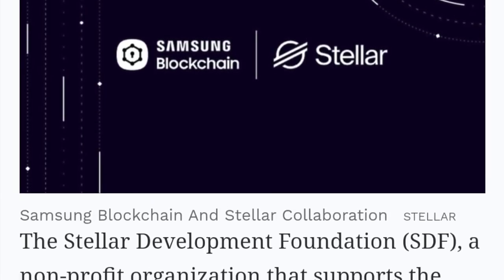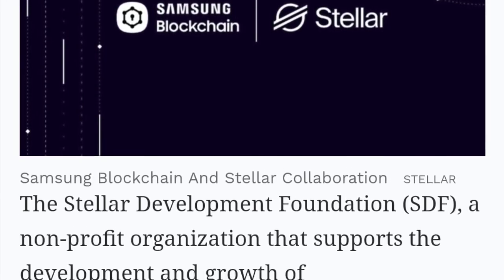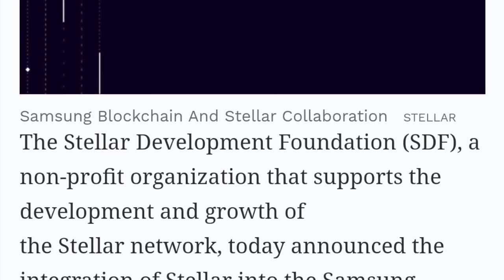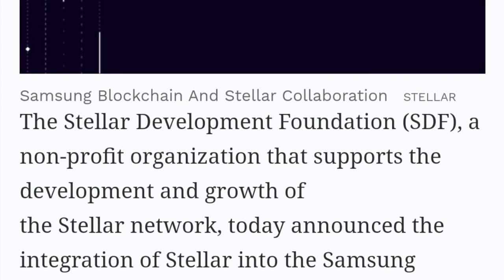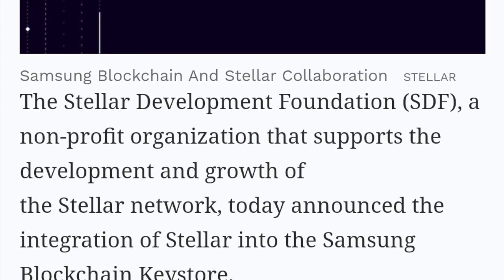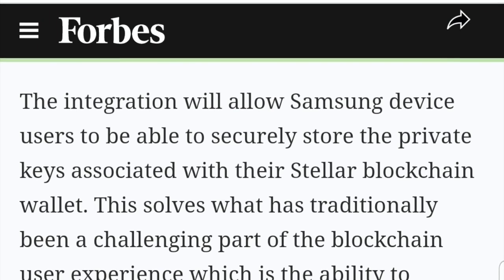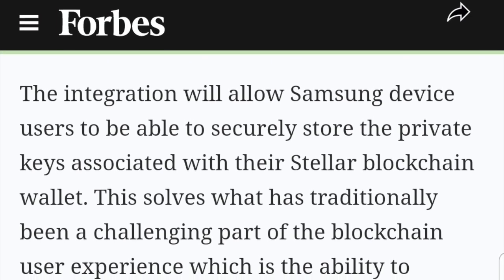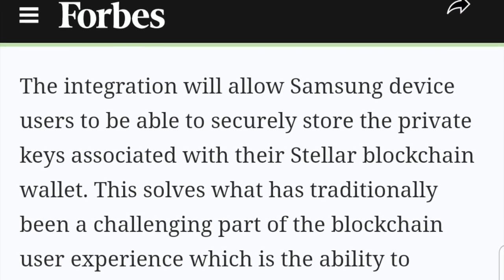So, basically, of course, Samsung also supports Ethereum and Bitcoin. Now, you have to remember that with Stellar, you can put any asset with Stellar. It's the same way with XRPL. So don't forget about that. You see Stellar rising up.